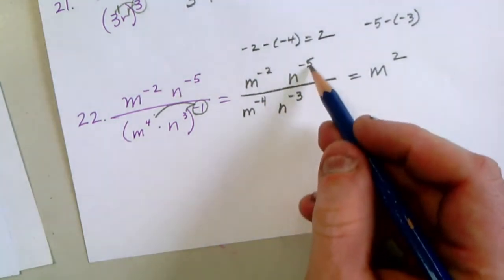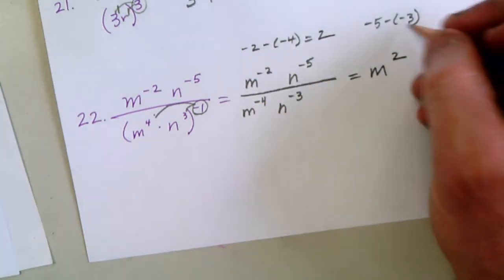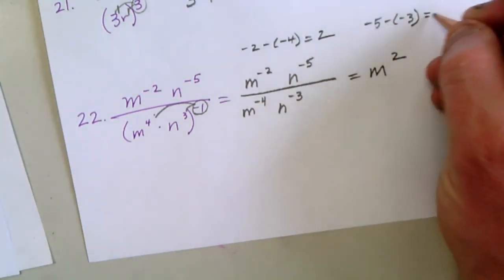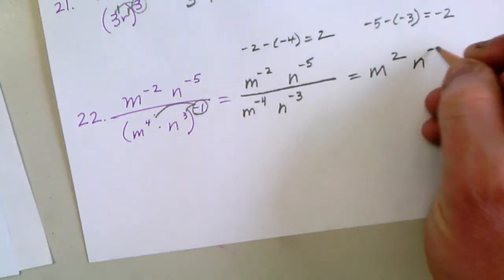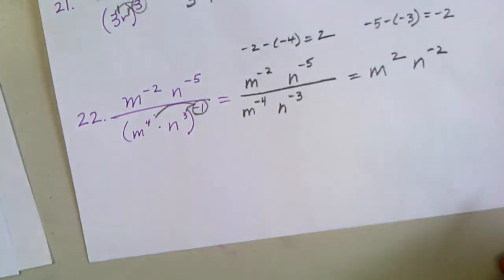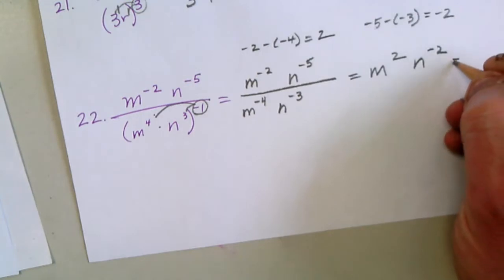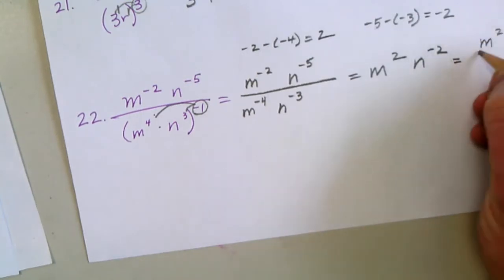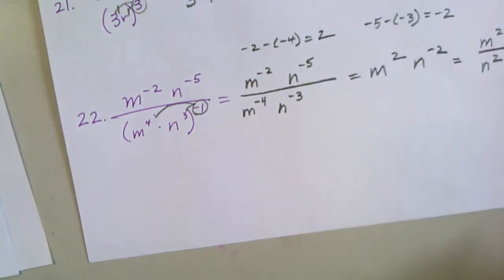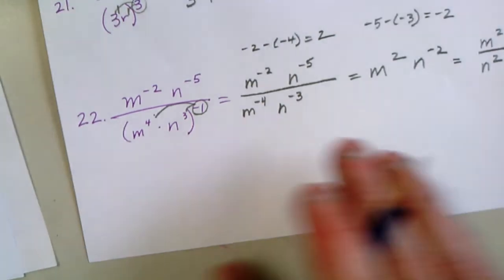Okay? Remember, we're subtracting the exponents when we divide, which is actually negative 5 plus 3, which is negative 2. So I get this. Okay? Can I leave it like that? Nope. So I need to send that n to the denominator. And that's our answer there.